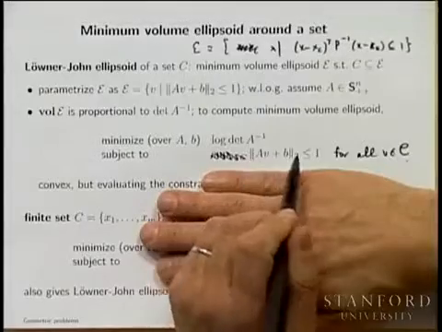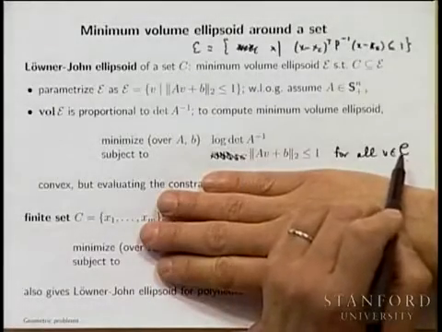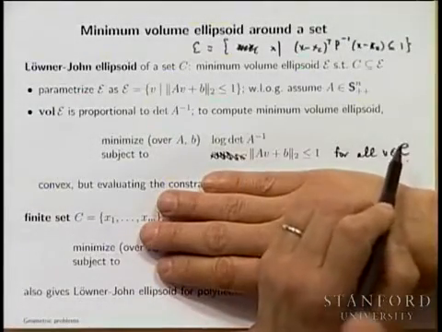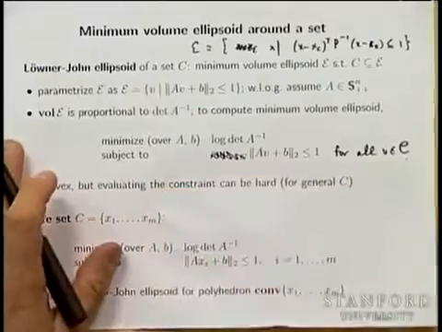That is a 2-norm constraint. It's nothing more. But it's 1 for every point in C. Oh, if C is infinite, this is a so-called semi-infinite problem. Okay.